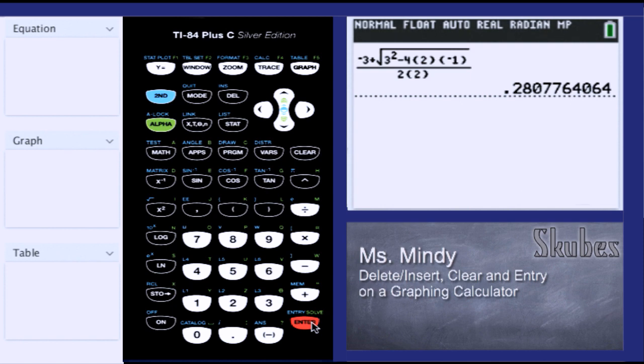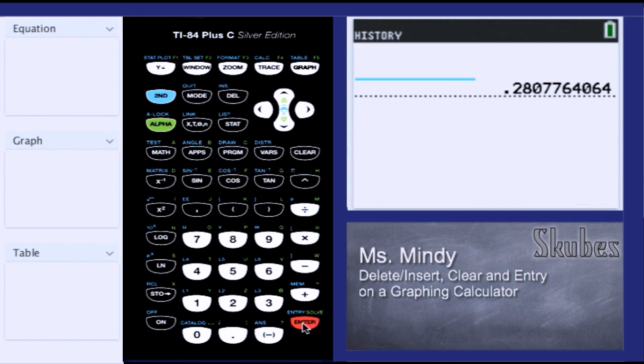Well, as you know, the quadratic formula also has a subtraction symbol, negative 3 minus the square root of 3 squared minus 4 times 2 times negative 1 all over 2 times 2. Instead of having to retype the entire equation, it's so much simpler if you will scroll up and grab that entire equation. So I'm going to highlight the part that I typed out, this big long fraction, press enter.